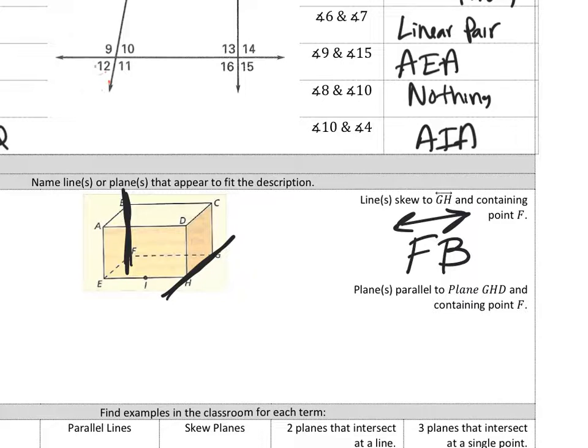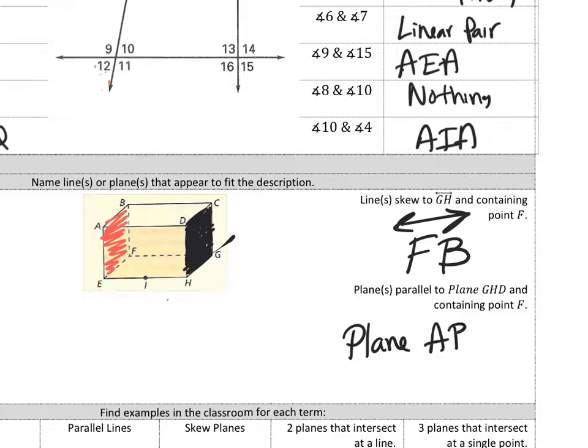And then our last one is the plane GDH. So GDH is right here. Okay, this plane, we want to find a plane that's parallel to it. So if you think about a box, it's definitely got to go over here on this other side. And so we can name it with just 3 letters. We could say ABF if you wanted to. So that would be the plane that it is parallel to.